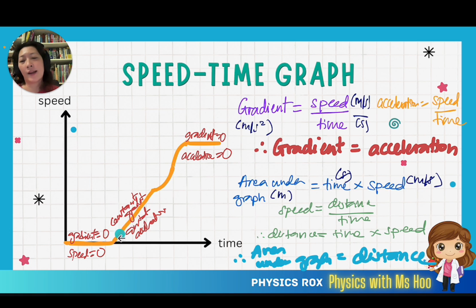Here, you'll find that you have a linear graph and the shape is a triangle. So if you were to calculate the area under this graph using the triangle formula, that would be the distance covered during this section. Likewise for all the others.